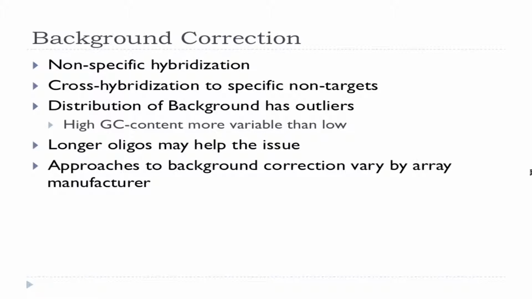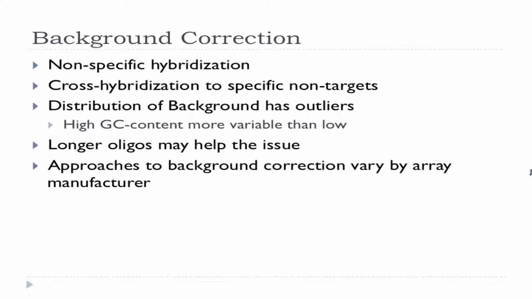Background correction. What is background? Well, background is a mixture of things, but it's basically the intensities on the array that are not related to our signal. And that can happen for lots of reasons. Fingerprints, scratches, non-specific hybridization, not washing the array well enough after hybridization, cross-hybridization to specific non-targets. For example, for those of you who work in cell lines, you've probably had mycoplasma contamination at some point. Mycoplasma is not supposed to be in the human genome, so that can produce a hybridization artifact. The distribution of the background has outliers.